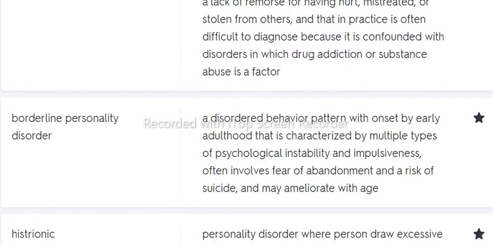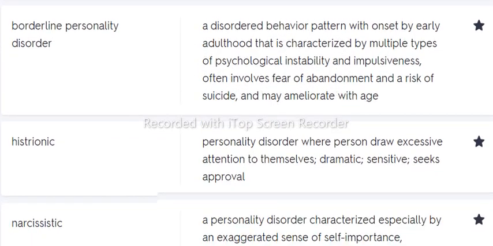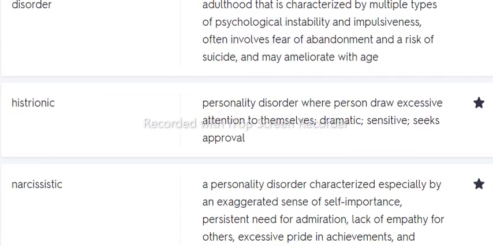Borderline personality disorder. A disordered behavior pattern with onset by early adulthood that is characterized by multiple types of psychological instability and impulsiveness, often involves fear of abandonment and risk of suicide, and may ameliorate with age. Histrionic. Personality disorder where person draws excessive attention to themselves, dramatic, sensitive, seeks approval.